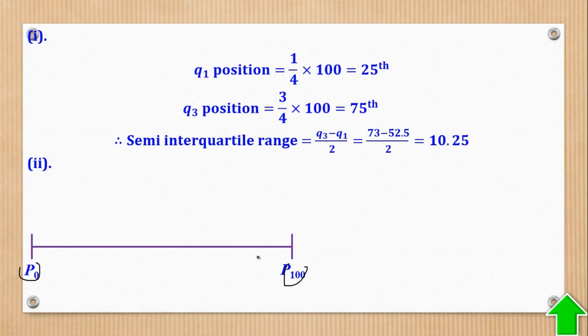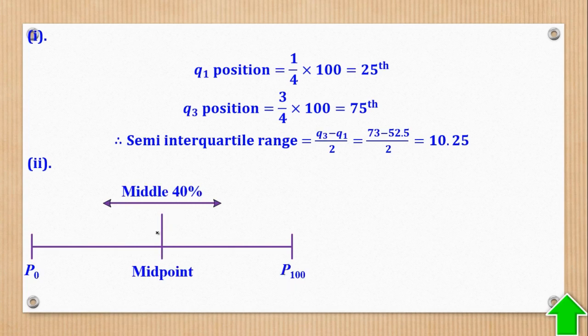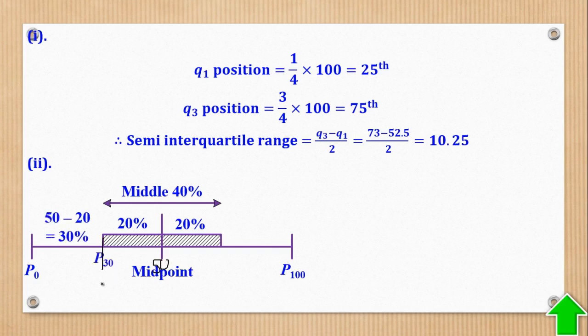But they want the 40% to be in the middle, so you have to first get the midpoint. That is the midpoint, and they want 40% to be in the middle, meaning the 40% will be shared equally on either side. So one side will take 20%, another side will also take 20%. Remember, this midpoint is 50. Therefore, to get this value, it will be 50 minus 20 to give you 30. So this is P30. That means one value they want you to get is the 30th percentile.